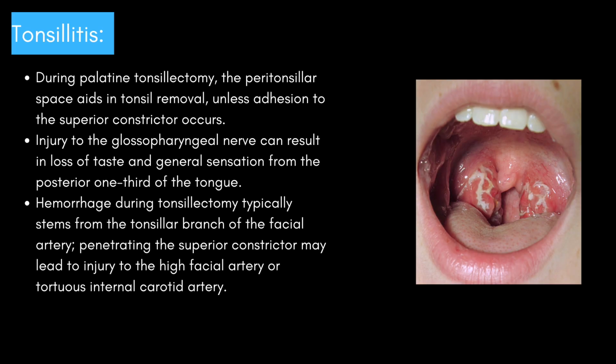Let's next take a look at tonsillitis. During palatine tonsillectomy, the paratonsillar space aids in tonsil removal, unless adhesion to the superior constrictor occurs. Injury to the glossopharyngeal nerve can result in loss of taste and general sensation from the posterior one-third of the tongue. Hemorrhage during tonsillectomy typically stems from the tonsillar branch of the facial artery. Penetrating the superior constrictor may lead to injury to the high facial artery or tortuous internal carotid artery.